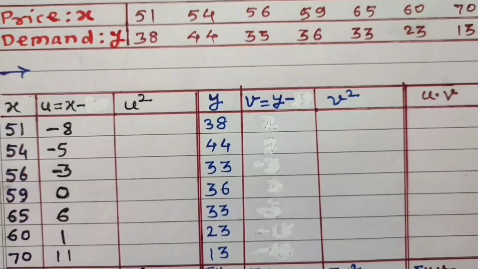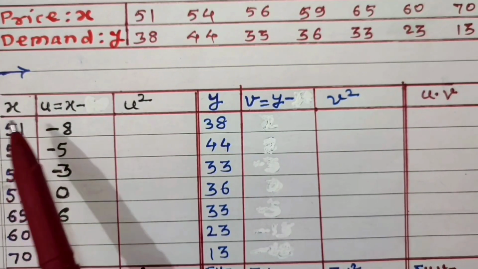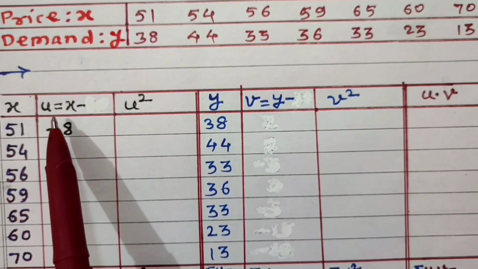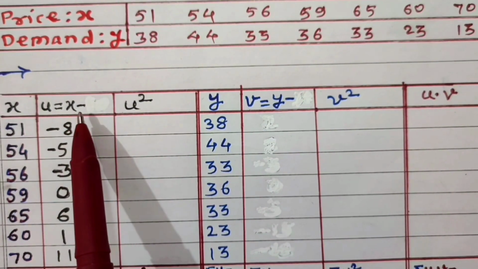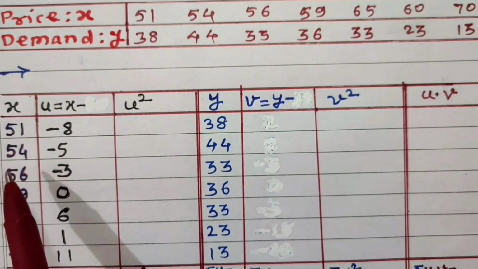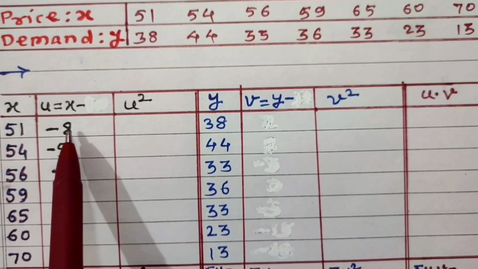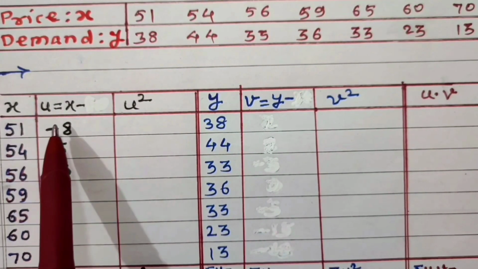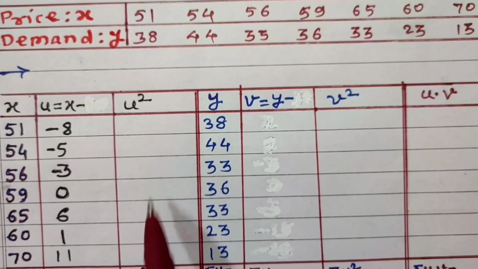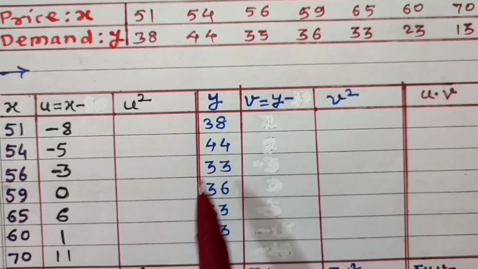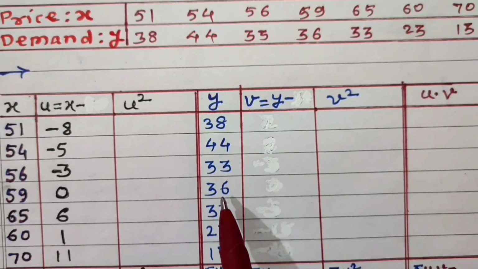Let us solve this sum. Prepare this type of table. In first column, all values of X. In second column, U is equal to X minus assumed mean of X series. Okay. Now, next column is U square. You have to take square of each value of column U. Then next column is values of Y series. Y takes values 38, 44, 33, 36, 33, 23 and 13.